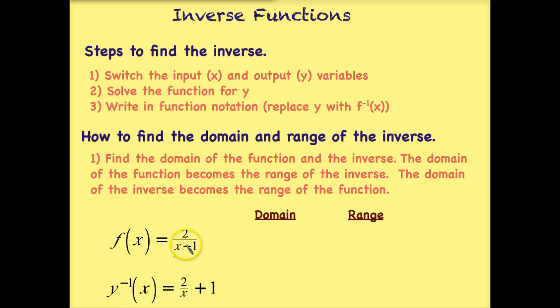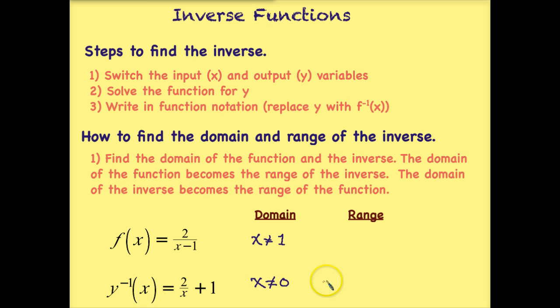So let's look at our first function. This is a rational function, and we just finished a unit in rational functions. So what is our domain here? We know that our domain is going to be everything but positive 1. So our domain in this case cannot be equal to 1. Let's look at our domain of our inverse function. In this case, our denominator here cannot equal 0. So our domain cannot equal 0. Otherwise, we have an undefined function.